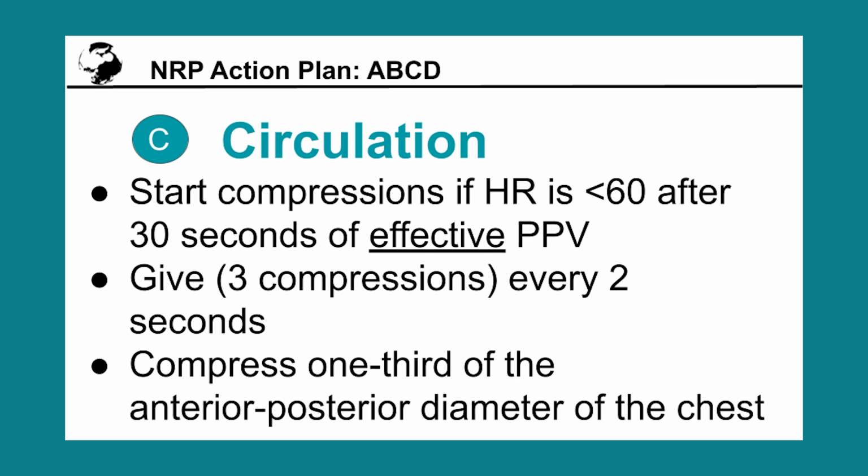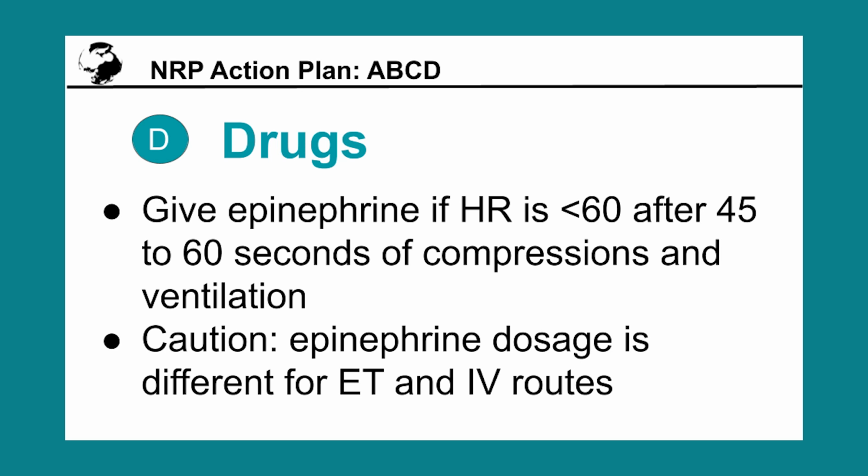The chest is compressed 1/3 of the anterior-posterior diameter. 3 compressions are given for every 1 breath in a cycle that is repeated every 2 seconds. The D for drugs recommends that epinephrine be given if the heart rate remains below 60 beats per minute after giving compressions and ventilating for 45 to 60 seconds. It is important to remember that drug dosages vary depending on the route they are delivered.